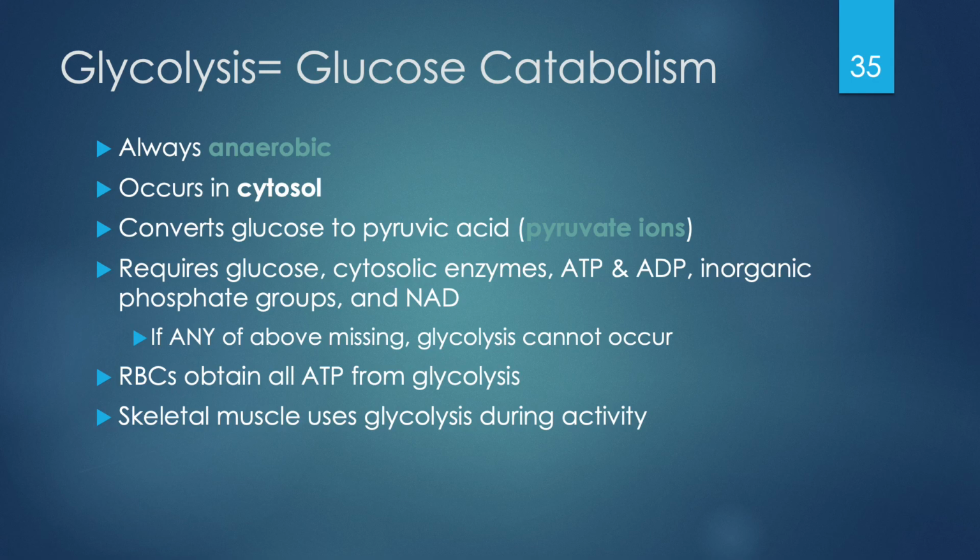There are actually a couple different examples here that are interesting. So one is red blood cells. They get all of their ATP only from glycolysis, which is really kind of neat. So this is an important process for our red blood cells to get their energy. And then also, skeletal muscle is going to use glycolysis during times of strenuous activity as well.